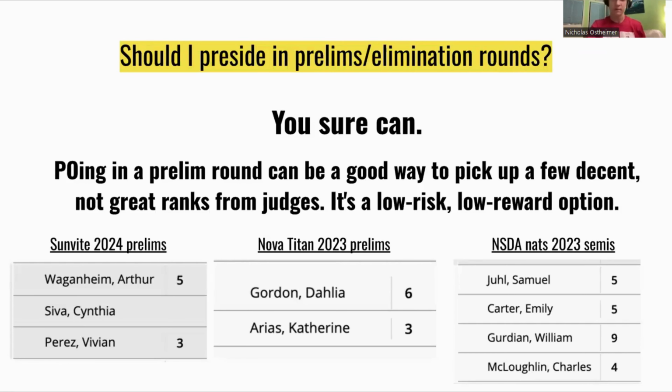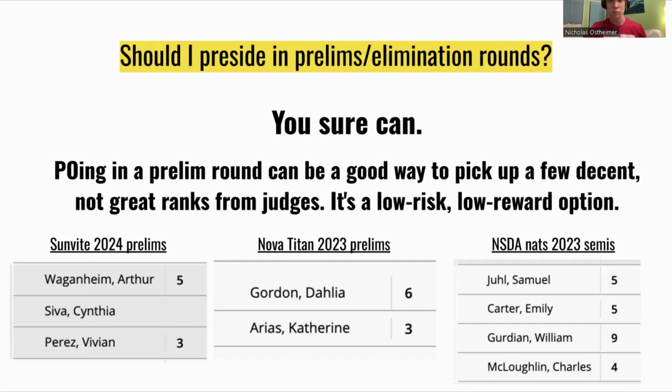And the answer is yes, you definitely can. It is a very low risk, medium reward way to get good ranks to try and advance to the next round. So I gave you some examples of ranks I got from POing in prelims. Count yourself lucky if you get ranks as high as 3. Don't be surprised if you get ranks like 9s. A lot of judges don't care that much about POs. You're kind of just rolling the dice here, and generally speaking, you will get decent results.